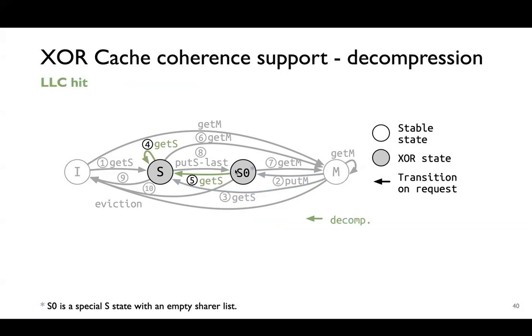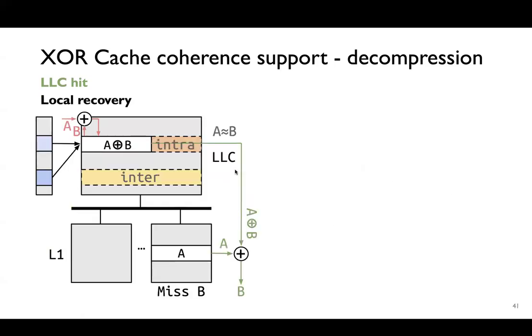Next, when the XOR cache services a read request to an XORed line, it needs to decompress it. We highlight all the related transitions in gray. These are transitions number 4 and 5. They are all related to servicing the getS request from the XORed states. As mentioned earlier, we have three cases of decompression. The first one is local recovery, and this is exactly what we have covered so far.